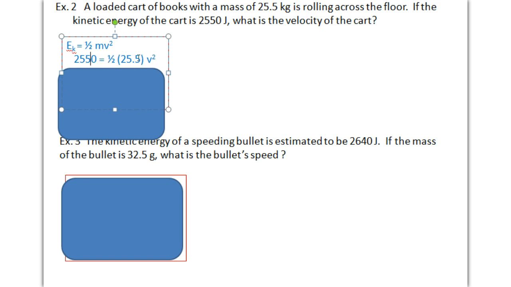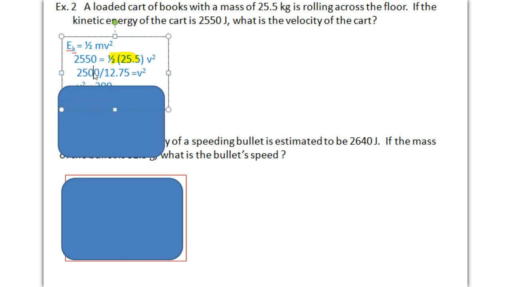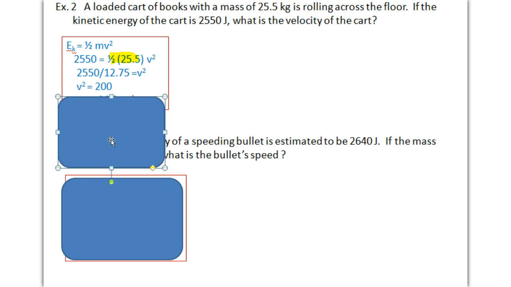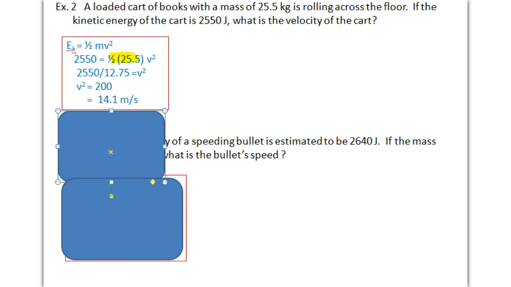So multiply by half here on this side. And then we're going to divide that into 2550. So this is 12.75. We divide both sides by 12.75. We have v squared. V squared is 200. And don't forget to take the square root, and you should come back with 14.1 meters per second. And in case you're wondering, guys, because I switched that number, this is the right answer there.